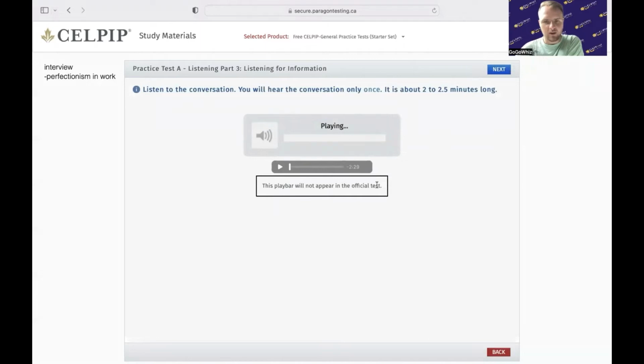As it says here, you're not going to have this play bar during it. When it goes next, it'll just naturally play.